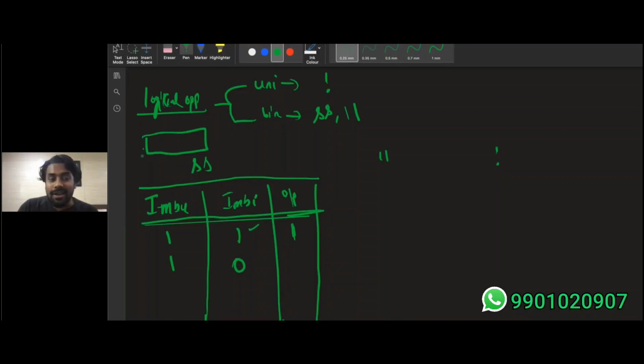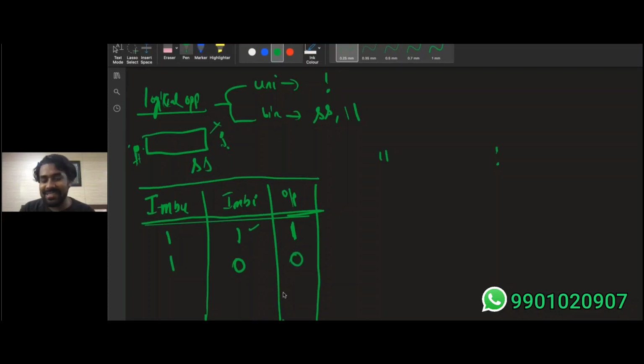Now in this case, both are present. Here there is one person, and here there is one person: Imbu and Imbi. Can they lift this bench, guys? They can lift the bench. The operation is executed. In the next operation, only Imbu is there and Imbi is not there. Can Imbu alone lift the bench? He cannot, so that operation is void.